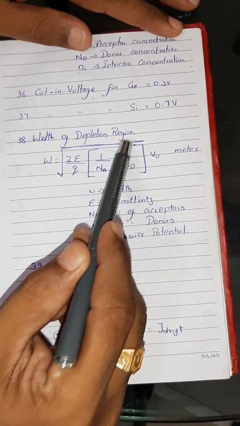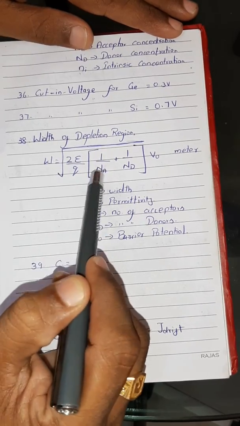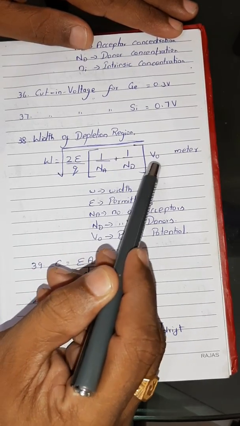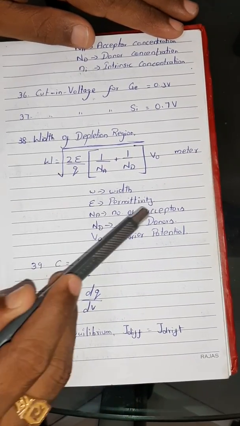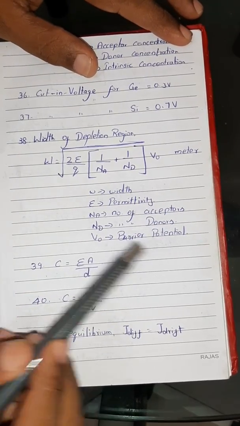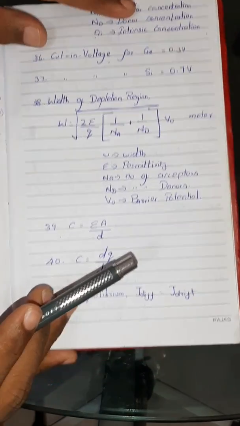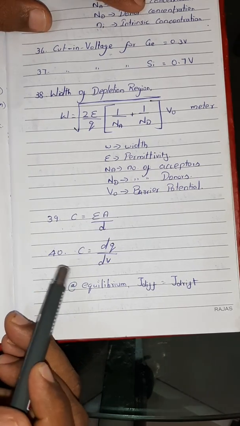Number 38, width of depletion region, W is equal to root of 2 into epsilon divided by q into open bracket 1 divided by Na plus 1 divided by Nd close bracket into V naught, in meter, where W is width, epsilon is permittivity, Na is acceptor concentration, number of acceptors, Nd is donor concentration, number of donors, V naught is barrier potential. Next, number 39, capacitance, C is equal to epsilon into A divided by d.